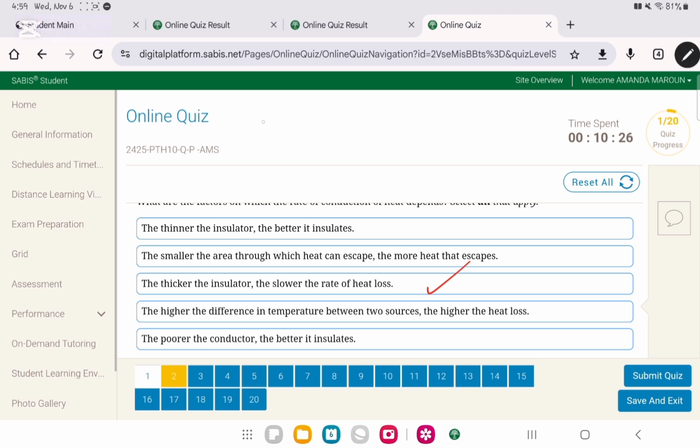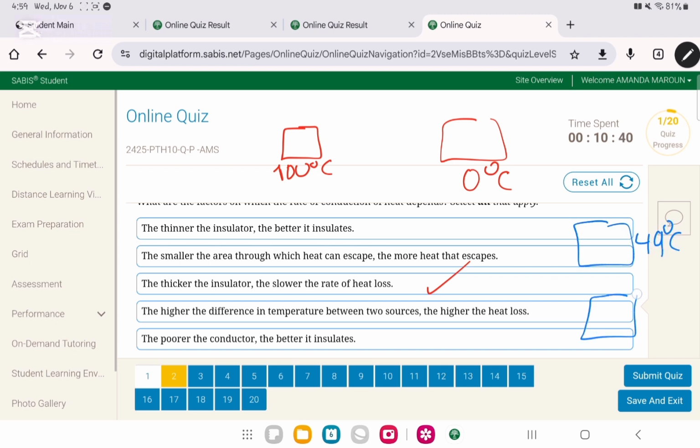Let's take it like this. We have an object over here which is 100 degrees Celsius, and an object over here which is 0 degrees Celsius. Then we have another object over here which is 49 degrees Celsius and an object over here which is 51 degrees Celsius. Why these numbers? Let's see. When these two objects come into contact, they will lose heat or gain heat. So the 100 degrees Celsius will lose heat and give it to the 0 degrees Celsius.